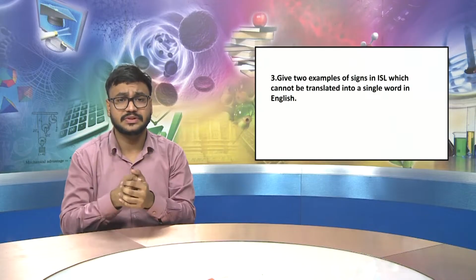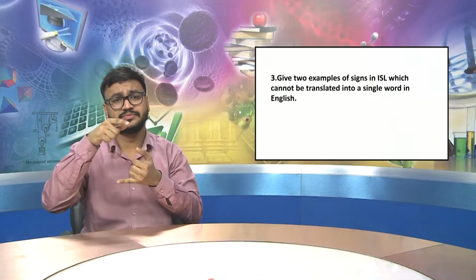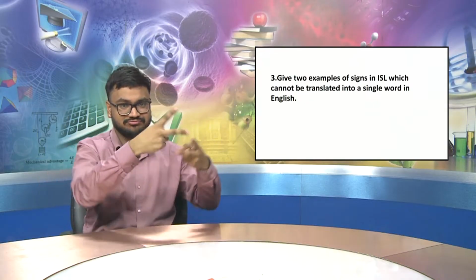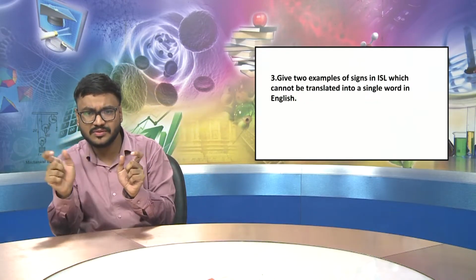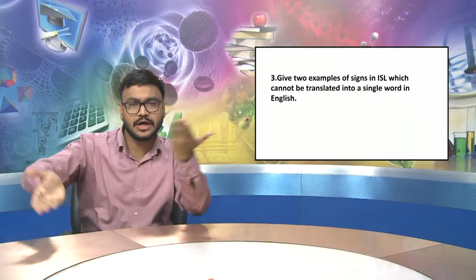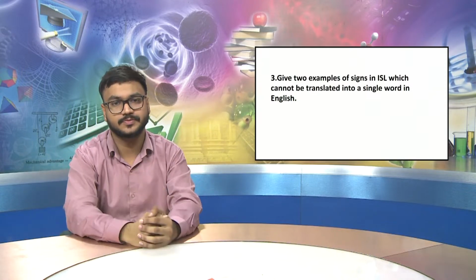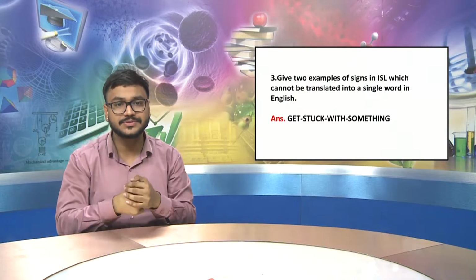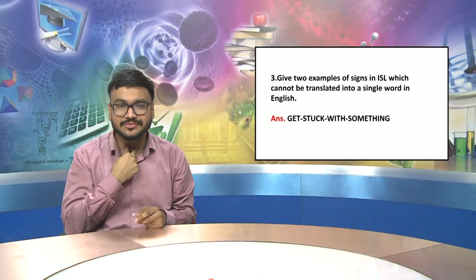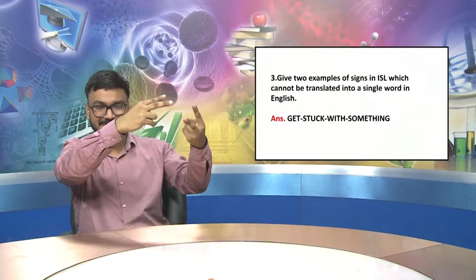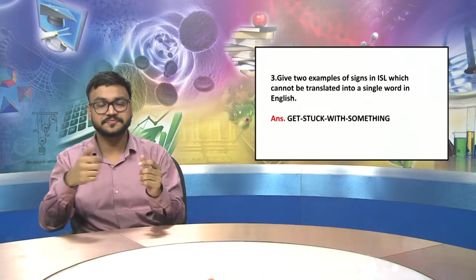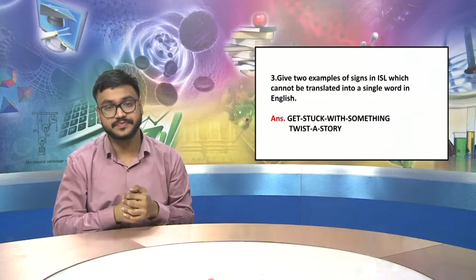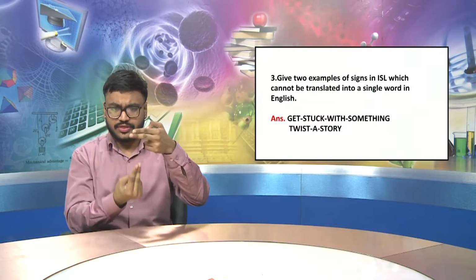Next, give 2 examples of signs in ISL which cannot be translated into a single word in English. And the answer is get stuck with something. And the second example is twist a story.